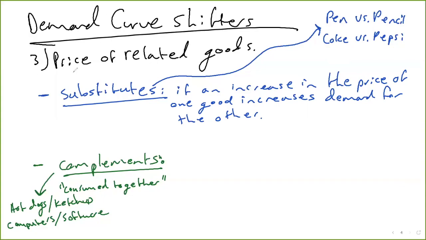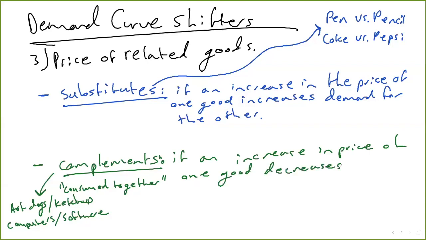On the other hand, two goods are complements if an increase in the price of one good decreases demand for the other good. So you can see the causal chain. If the price of hot dogs increases and people don't buy as many hot dogs, they won't buy as much ketchup since ketchup gets consumed with hot dogs, and so demand for ketchup falls in response to the price of hot dogs increasing.